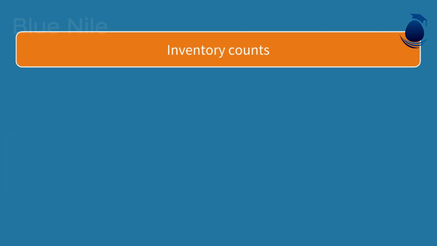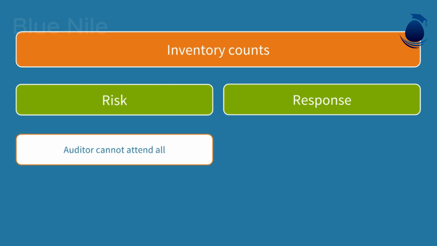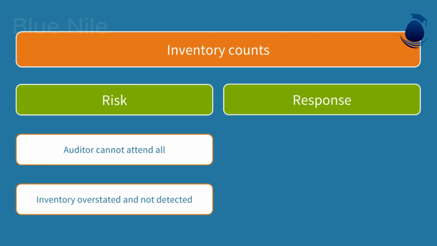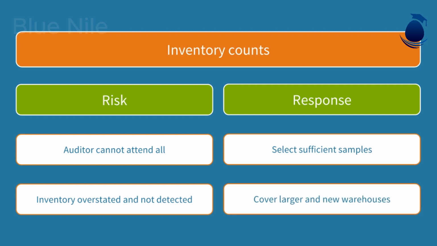Inventory counts. Planned simultaneous counts over all 25 stores and the warehouse may leave it difficult for the auditor to attend them all. There is a risk that inventory may be overstated and not detected by the auditor. An auditor's response would be to select a sufficient and appropriate sample of stores to attend year-end inventory counts. The sample should include larger stores and the new warehouse.